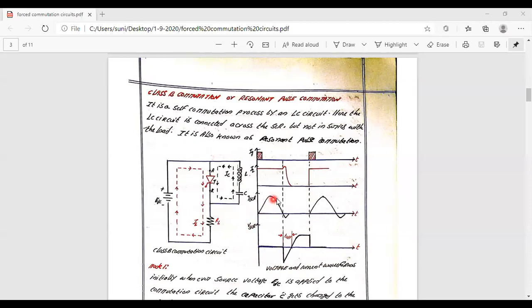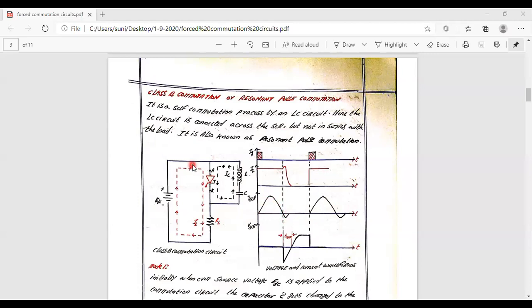So the current across the SCR will be like this. From this point to this point, the device is off, so 0 current, and from this point to this point, the device is going to be in the on state, so you are going to have a current which is going to be nothing but the load current.